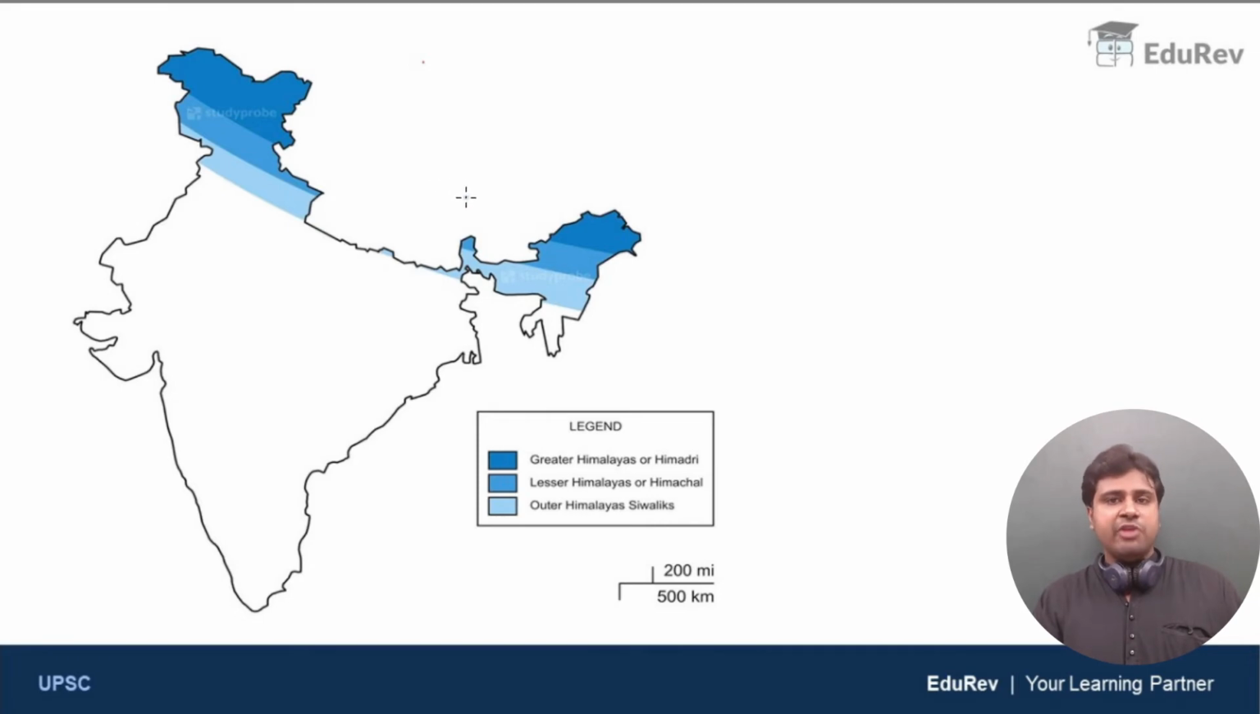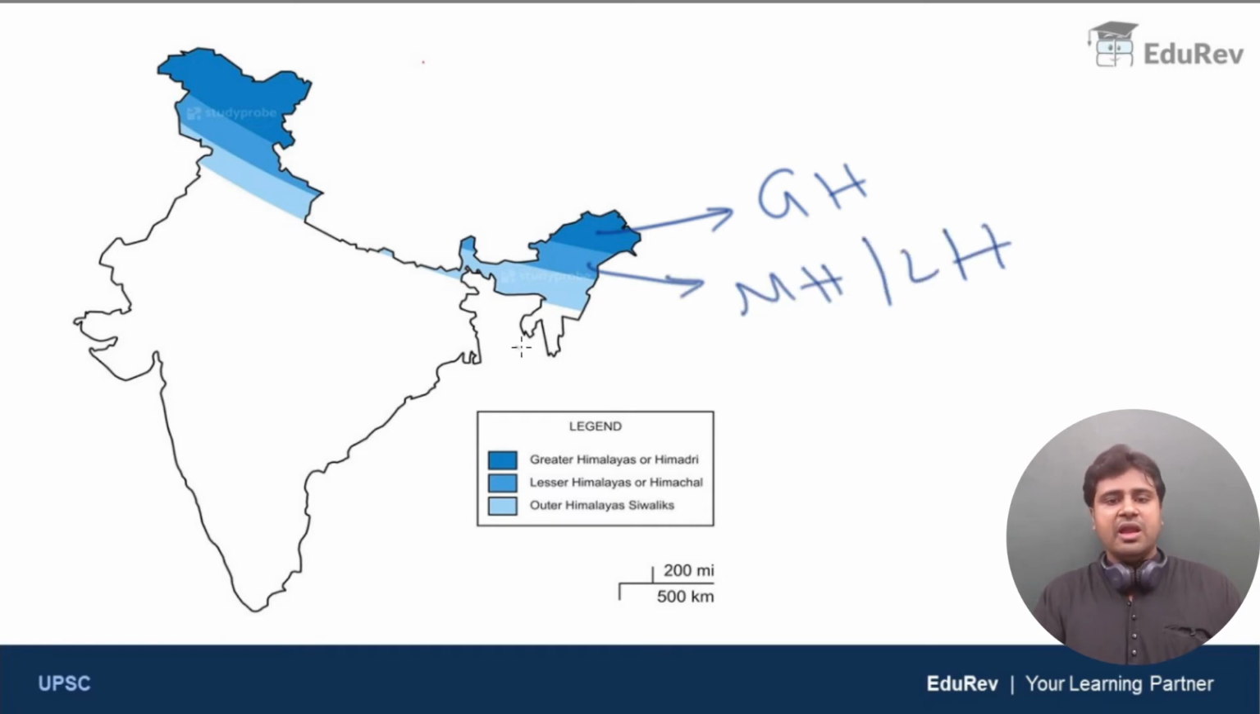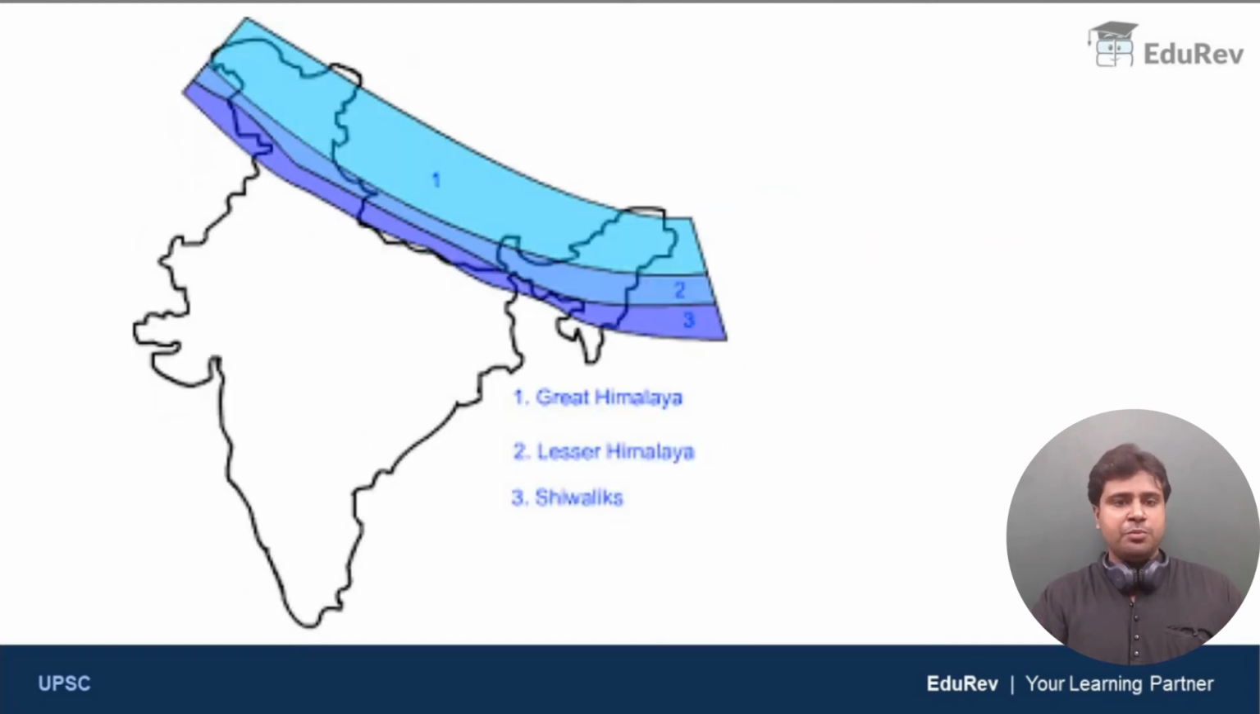Now, where these ranges are located in India. So just look at this map. The dark blue region is occupied by the great Himalayas. The blue region is occupied by middle Himalayas or lesser Himalayas, and the light blue region is occupied by Shivaliks or outer Himalayas. Okay, so let us just look at one more map for the sake of clarity.